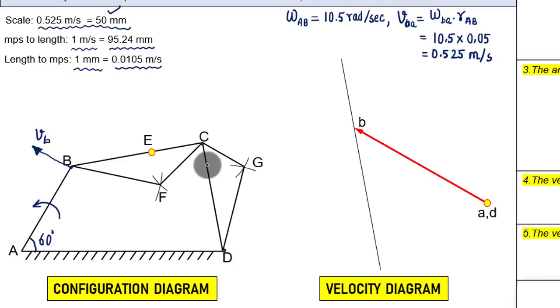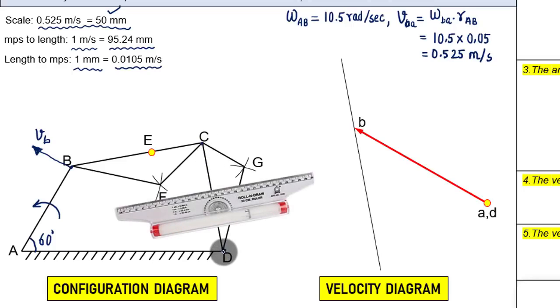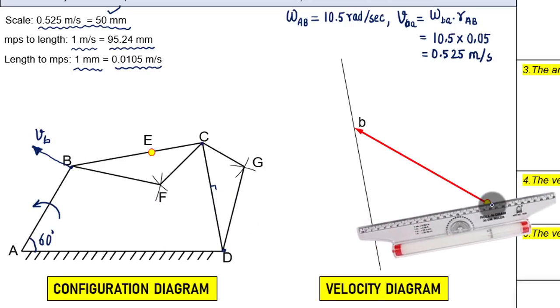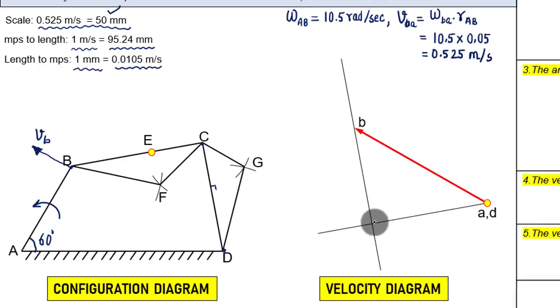Keep your ruler scale perpendicular to this link CD, somewhere like this. Okay, this angle is 90 degrees, you know that. And then you roll it until you reach this D, and then draw a line which in fact intersects somewhere here. And guys, this point is what you refer to as point C. So that's point C. Now let me get rid of this construction line, and this is the vector.